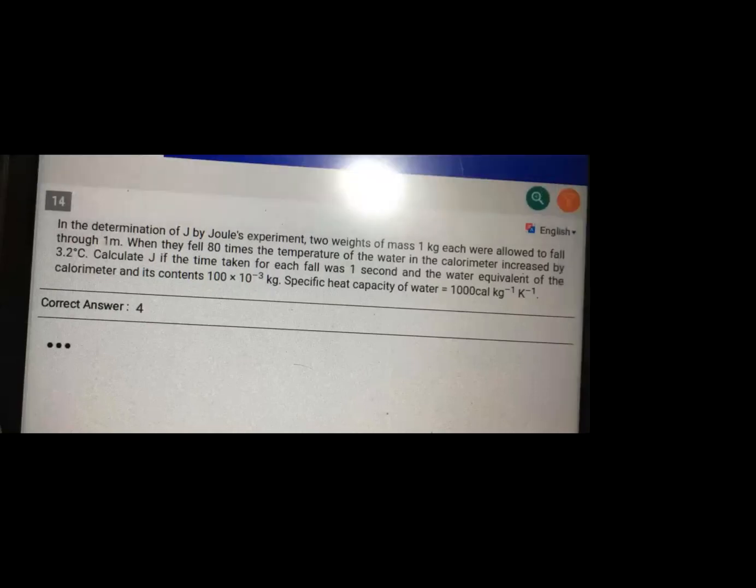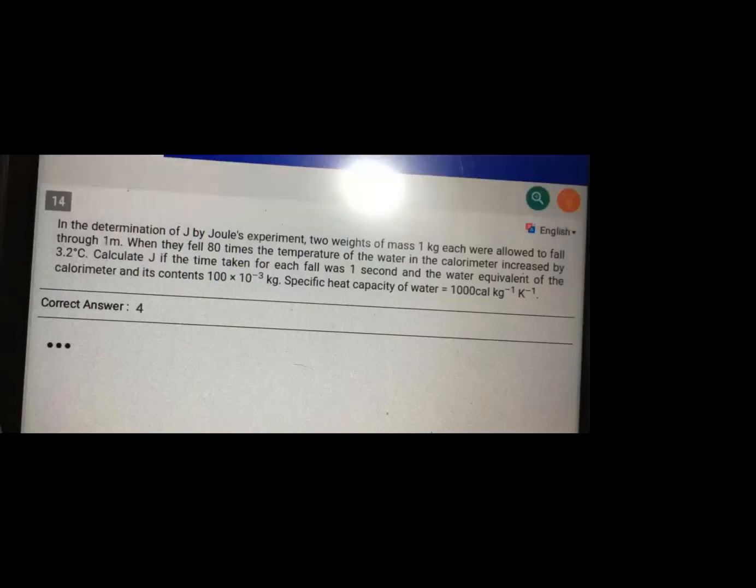In Joule's experiment, two weights of 1 kg are allowed to fall through 1 meter. When they fell 80 times, the temperature of water in the calorimeter increases by this much. So what did you try in this question, beta? Basically see what is happening: by the weights falling, you are converting gravitational potential energy, na, initially into kinetic, then into heat. So now you have to calculate how much height they are falling through.